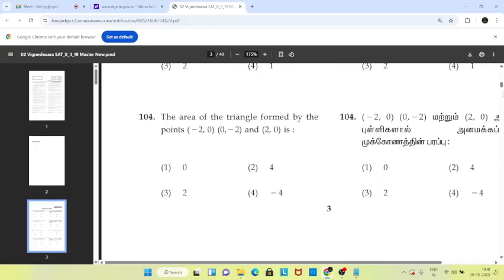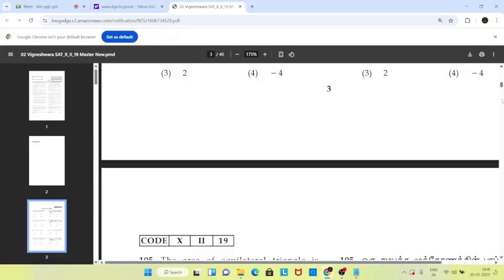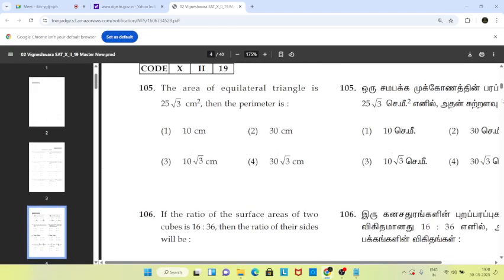Okay. Right. Question 105. Yes. Can you read? Anybody read? 105. Please read.